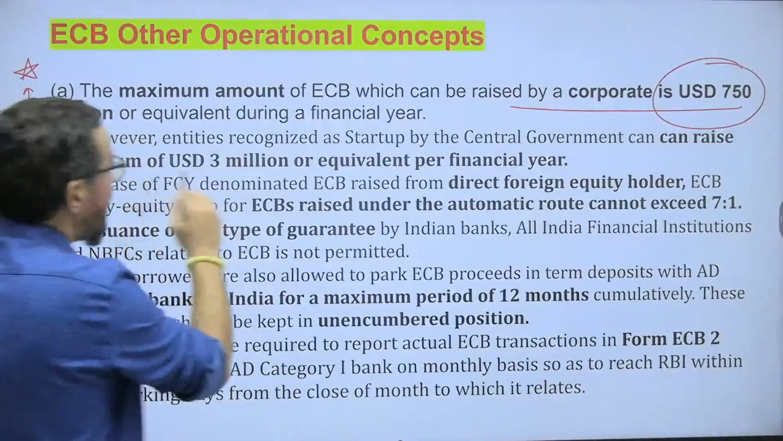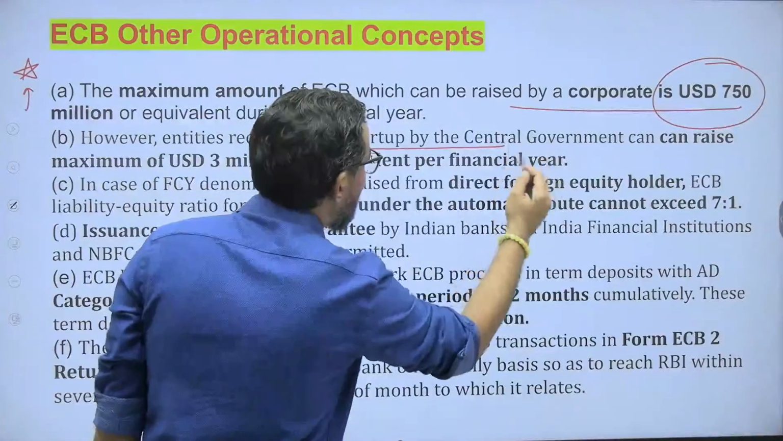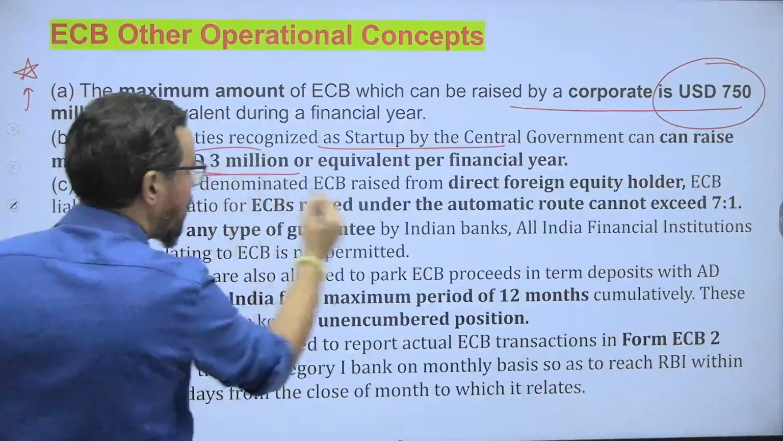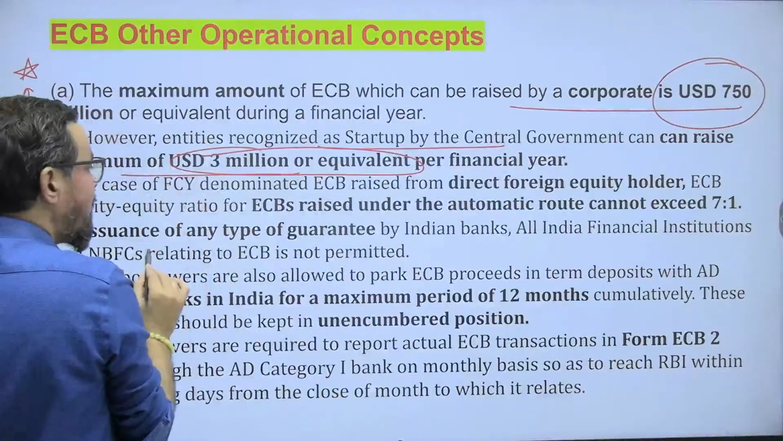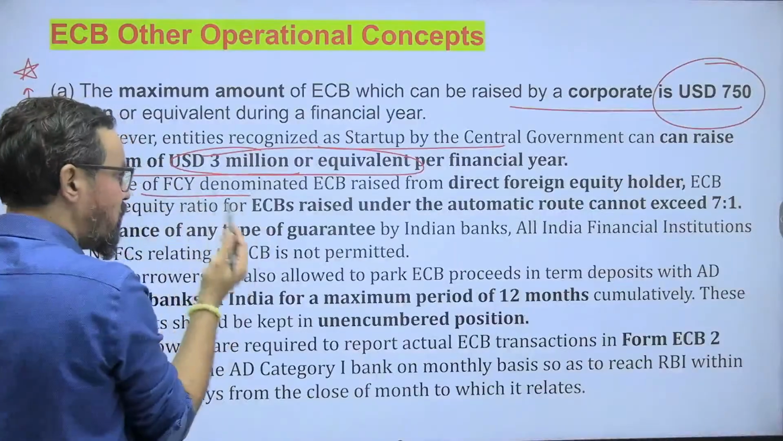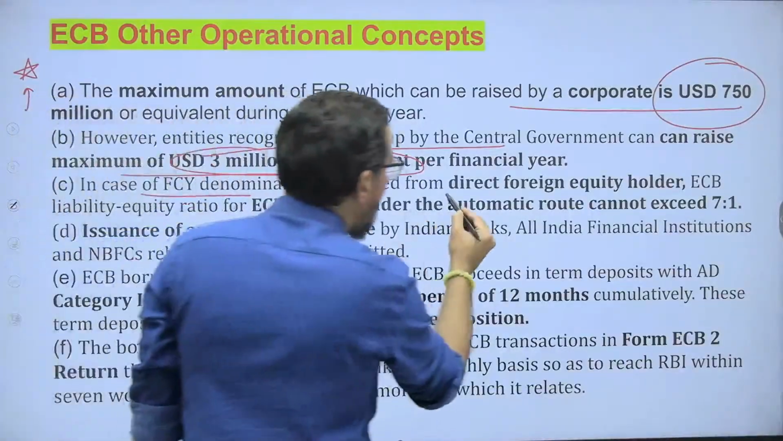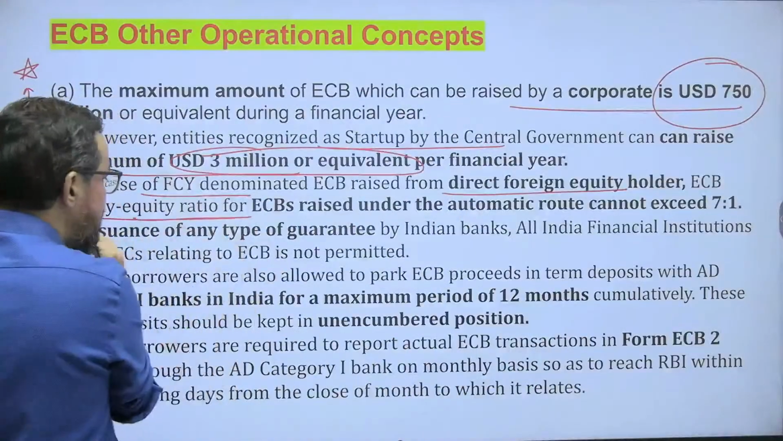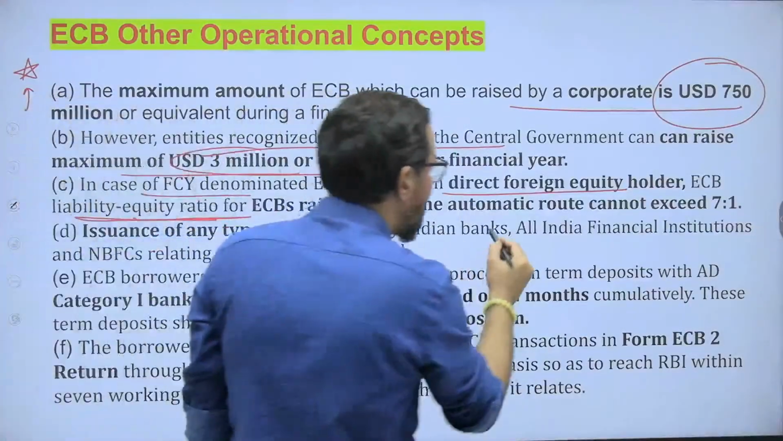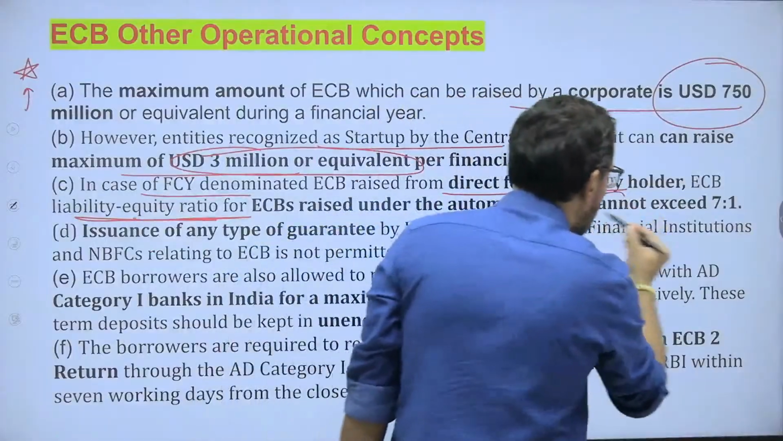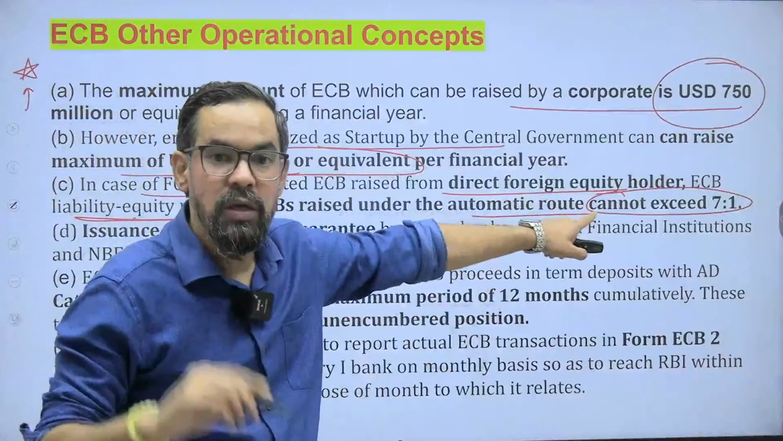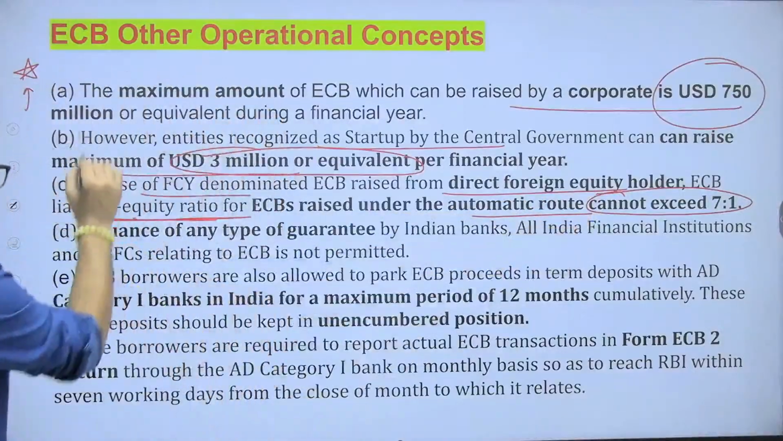Okay. However, entities recognized as startups by the central government can raise maximum 3 million US dollar or equivalents. In case of foreign currency denominated ECB raised from direct equity holders, the liability equity ratio for ECB raised under the automatic route cannot exceed 7:1. This gets asked so many times. So please pay your attention around these particular things.